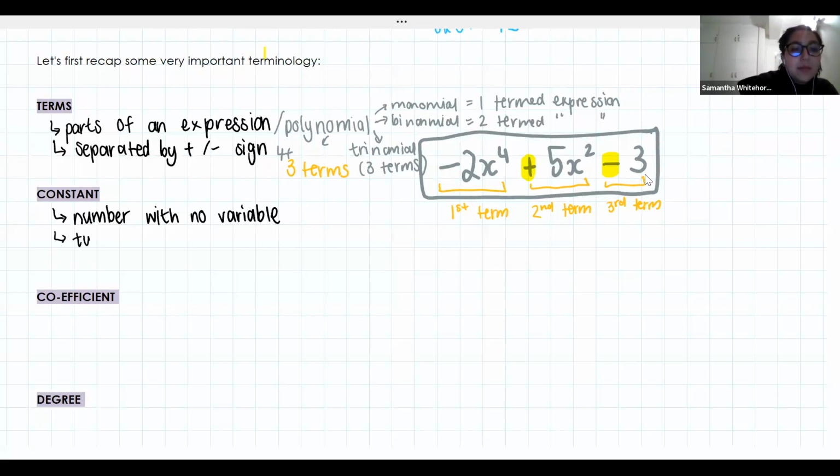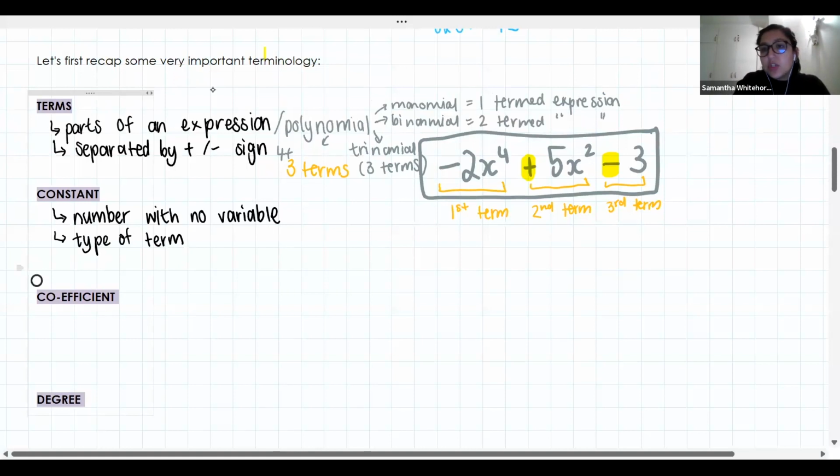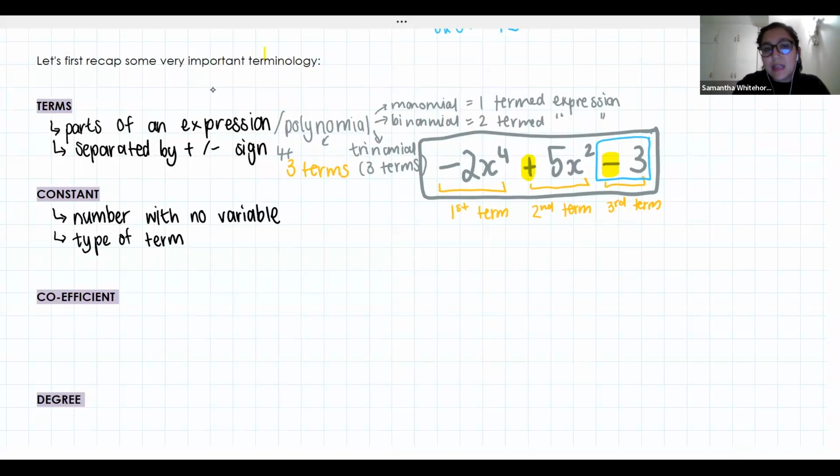And this is a type of term that we can work with in our expression. So one type of term that you can work with is a constant term. So if we go to our expression that we had there, if we go and have a look and see which term has no variable, it is this -3 at the end here.